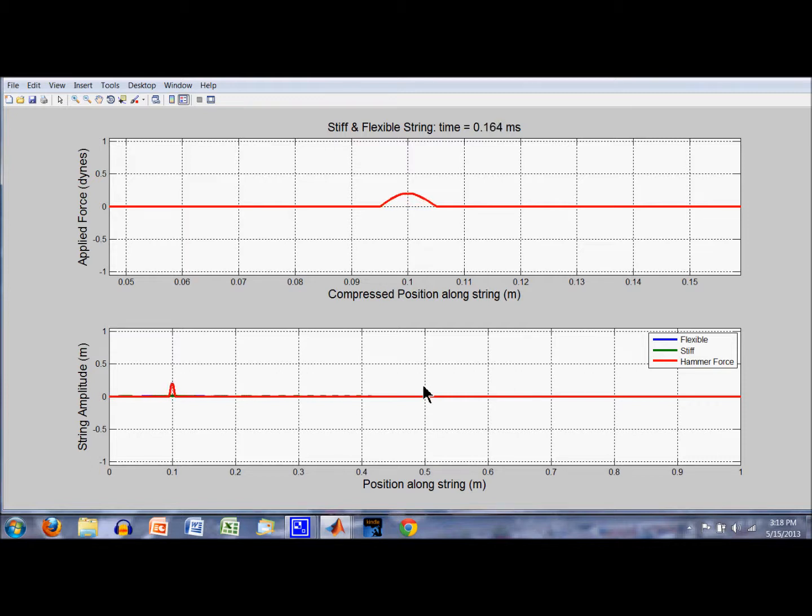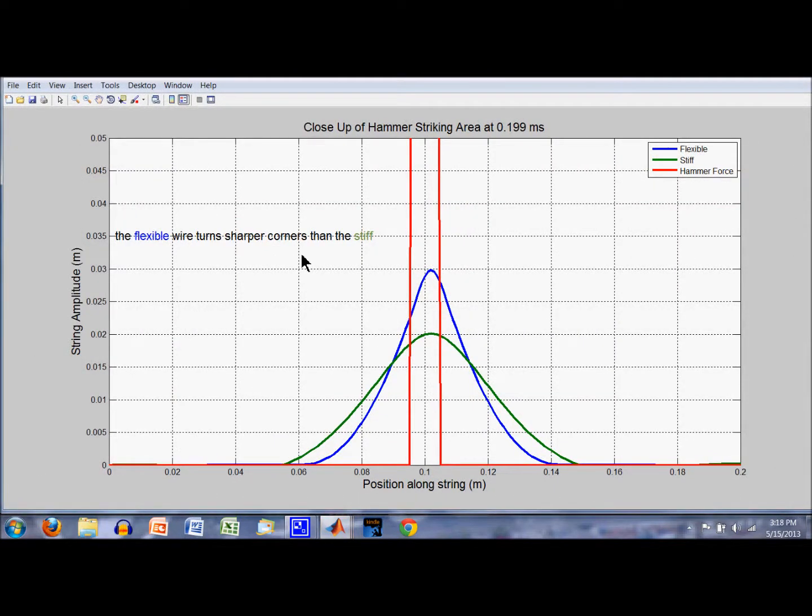Okay, the hammer force has been applied, and we're about 0.199, about 0.2 milliseconds into the simulation. Down here you can see the hammer force also, and below that is the green and the blue trace for the flexible and the stiff string. And here's a close-up. Here's the applied force, of course going off scale because we've got a compressed, expanded viewpoint. Here is the flexible string response.